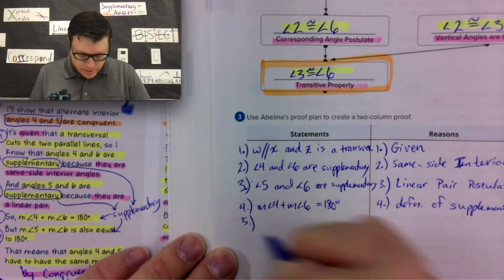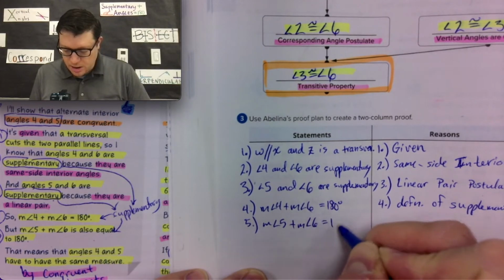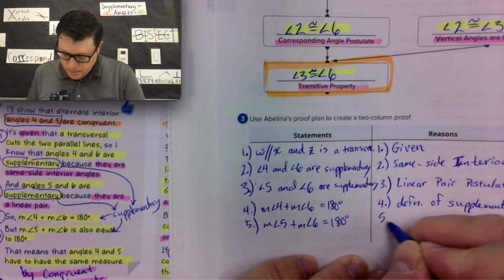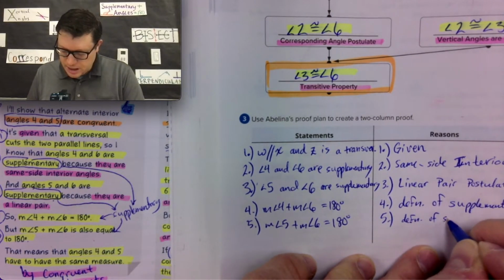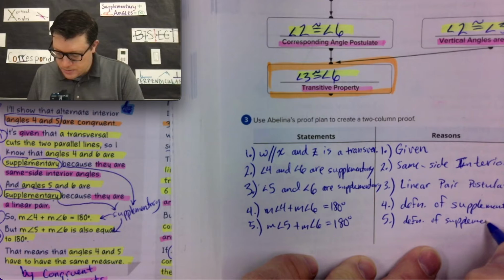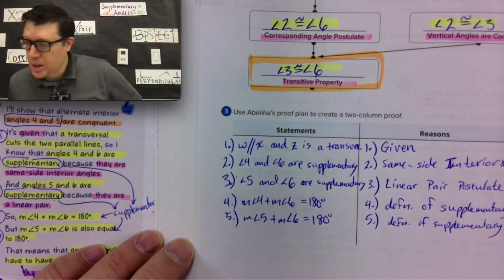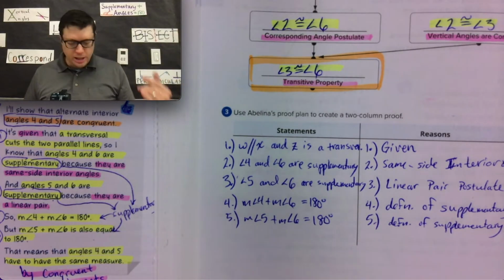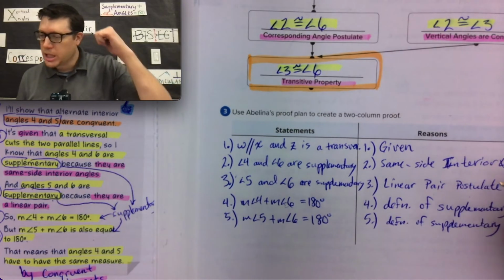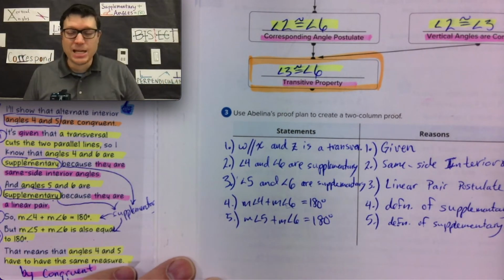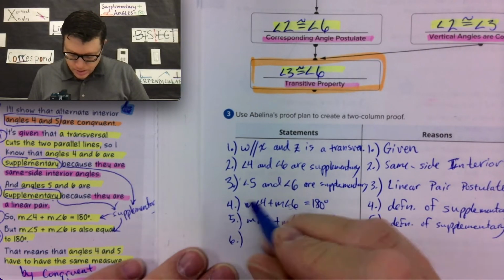Statement 5. The measure of angle 5 plus the measure of angle 6 also equals 180. By the exact same reason, definition of supplementary angles, right? Because they add up to 180. So if they're going to equal the same thing, they're going to equal 180, the two angles that are in common, kick it out. Subtract it away from both sides. Statement 6. You know what?